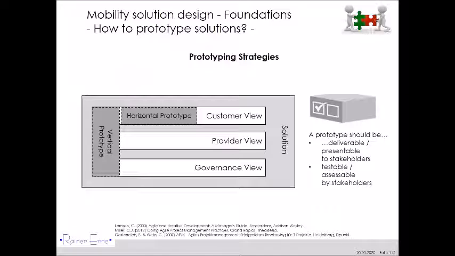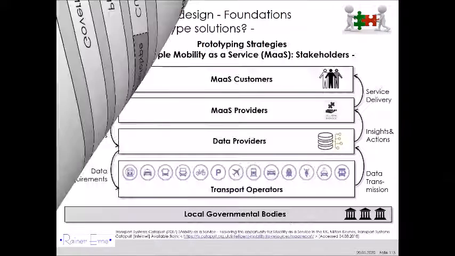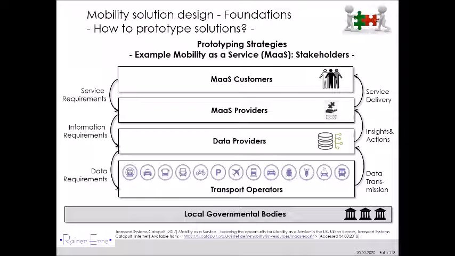In both cases, the requirement for a prototype is that it should be presentable to stakeholders, and it should be accessible or testable by the stakeholders. And of course, you could also combine some aspects of a vertical prototype and some aspects of a horizontal prototype. And in order to make this clearer, I show you for both strategies one example. The example is here the MaaS solution, Mobility as a Service solution.